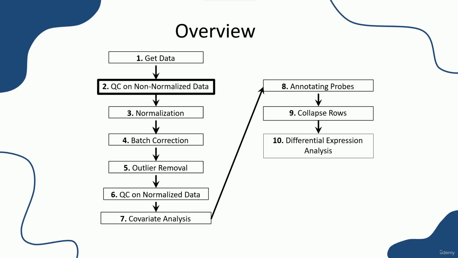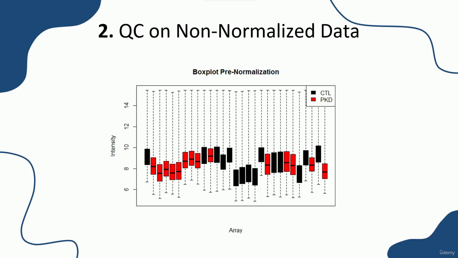So here you can see we got the data. After getting the data, we will apply the quality control. So what is the quality control? Here you are seeing a box plot. If I can laser point it, you are seeing a box plot that is pre-normalized. You are seeing intensity of array and then the size of array. Control is shown by the black curve, and PKD is Parkinson disease. So this data set is based on Parkinson disease.